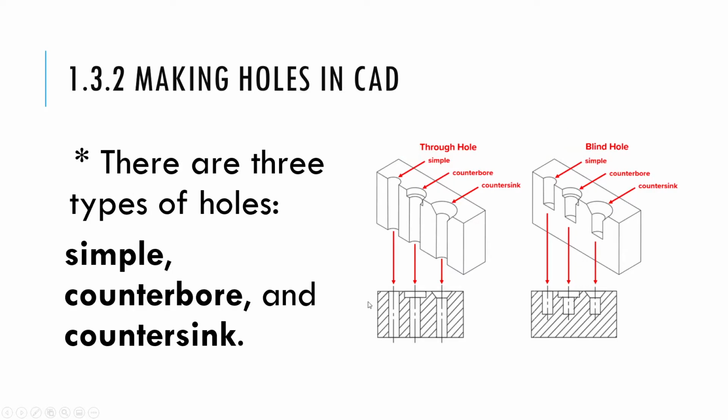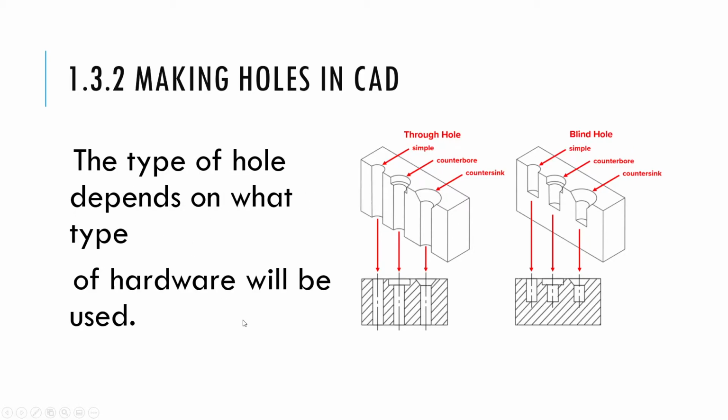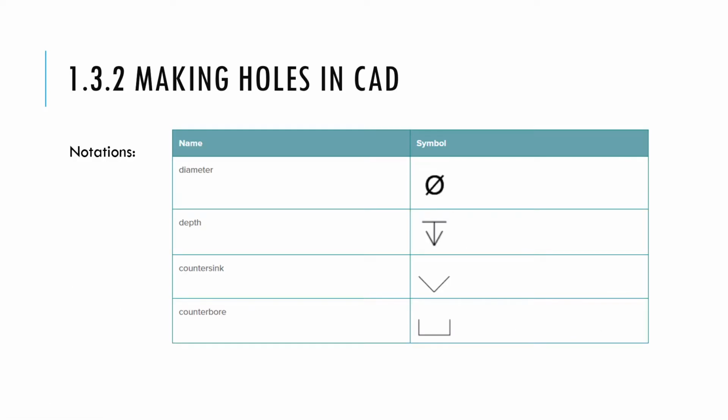So 3 types of holes. Simple, it's just like a cylinder extruded through. Counterbore, it's a cylinder with another little cylinder on top that's a little bit wider. And countersink, that's like a cylinder with basically a cone upside down on the top of it taken out. And the type of hole depends on the type of hardware you're going to want to use.